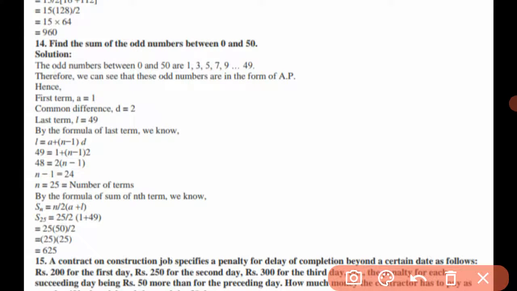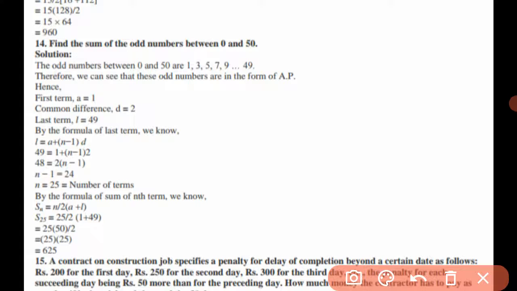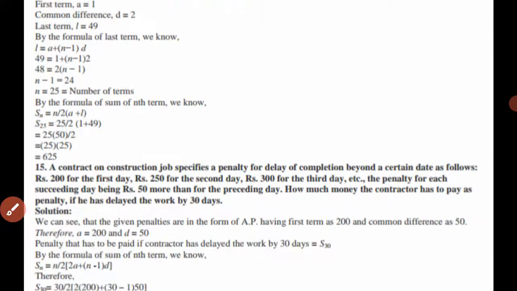So by the formula, the sum of terms Sn equals n upon 2 into a plus L, that is equal to 625. So the sum, meaning Sn, will be equal to 625.